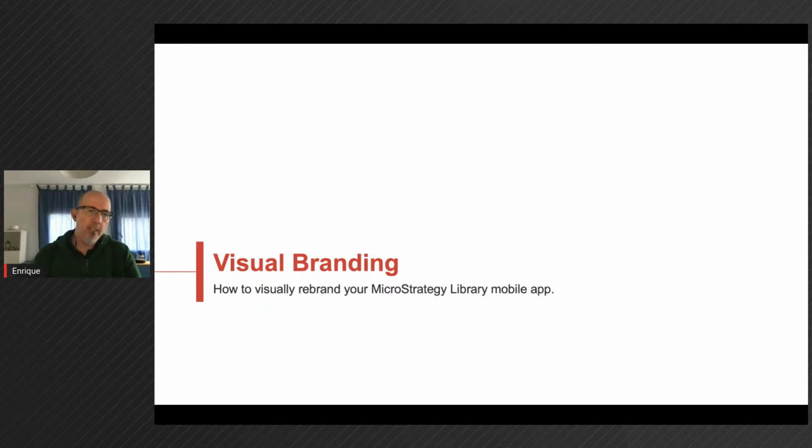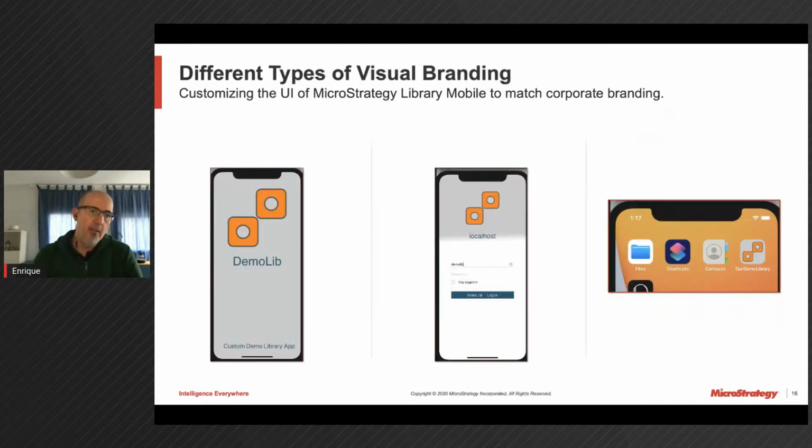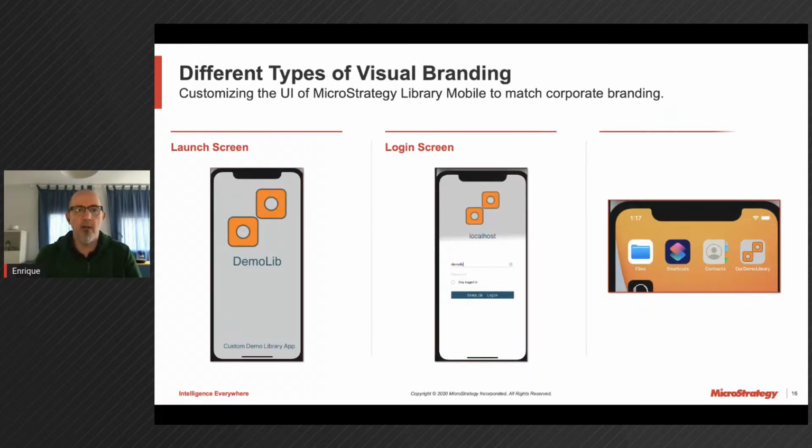We're going to present how to customize the different visual parts of the Library Mobile application. The visual elements that can be customized using the MicroStrategy Library Mobile SDK are the application name, the application icon, the launch screens, and the login screen. Here we can see an example of how the launch screen, login screen, and app icon can be modified to meet our branding requirements.